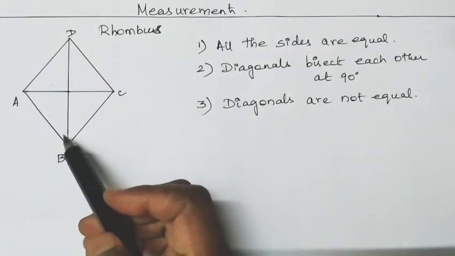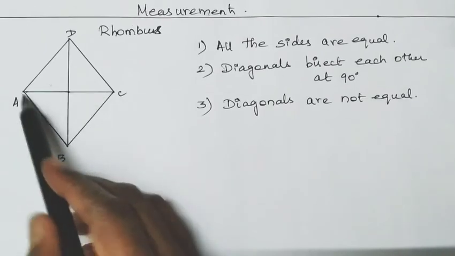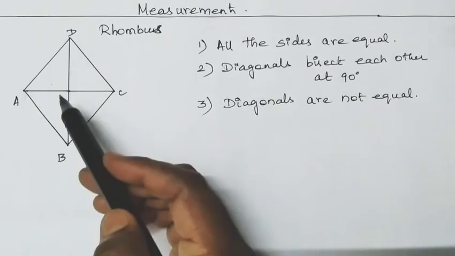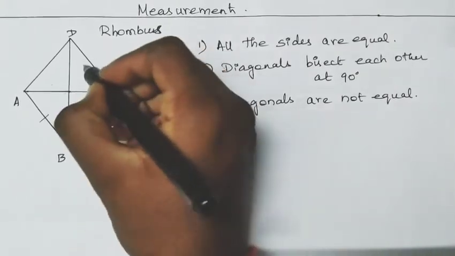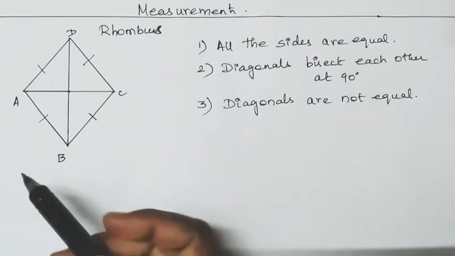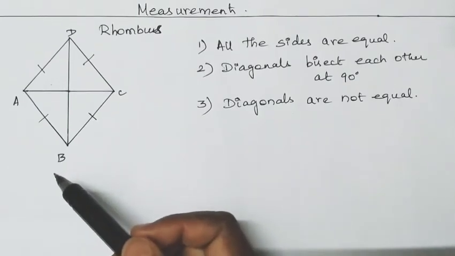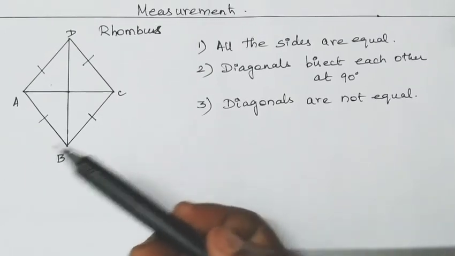Now look at this diagram. It is a rhombus. So it is a four-sided polygon A, B, B, C, C, D and D, A. And all the sides are equal in a rhombus. All the four sides are equal in a rhombus. In square also all the sides are equal. Then why they have given separate names, square, rhombus?